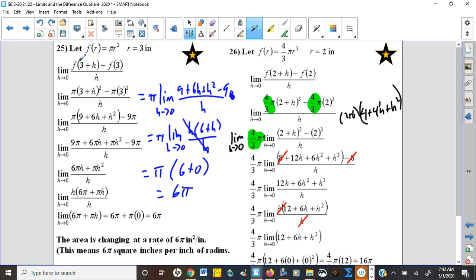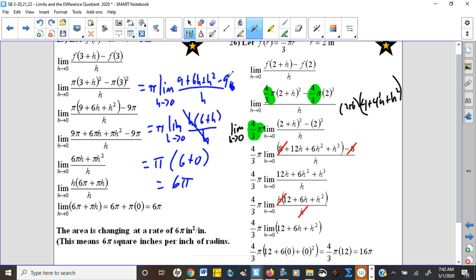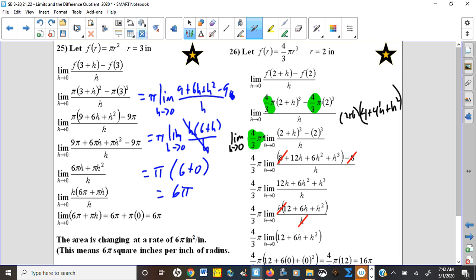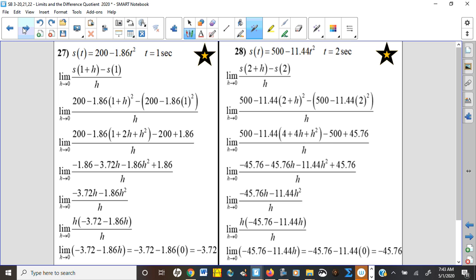I did 25 for you yesterday as an example. So I'll do 26 for you. How about I'll do 26 and then maybe 27 or 28. I mean, 28 has slightly bigger numbers, but it doesn't really matter. And then we did 29 together.